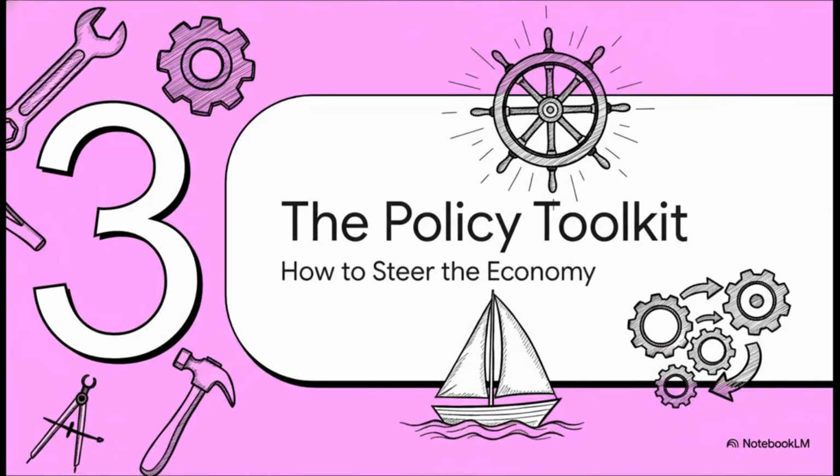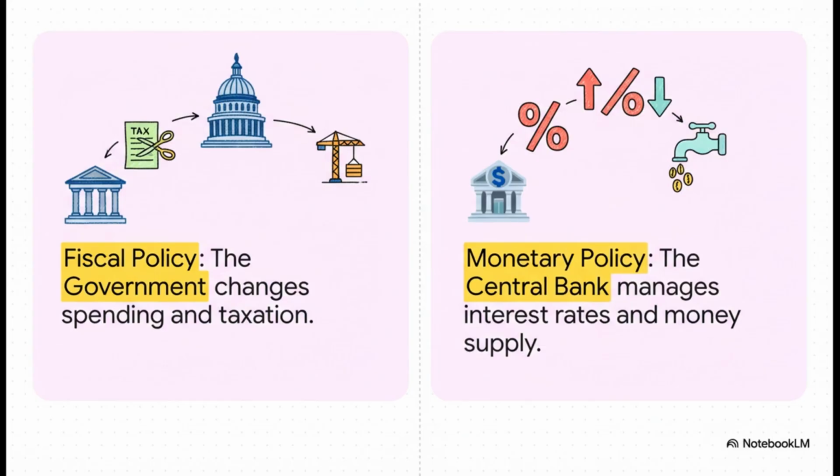So, to try and hit these TIGERS targets, policymakers don't just cross their fingers and hope for the best. Nope, they have a whole toolkit of policies they can use to try and steer the economy in the right direction. The 2 main tools in that kit are fiscal policy and monetary policy. Fiscal policy, that's the government's job. They decide how much to spend and how much to tax us. Then you have monetary policy. This is usually handled by an independent central bank, and they're in charge of things like setting interest rates and managing how much money is flowing through the economy.